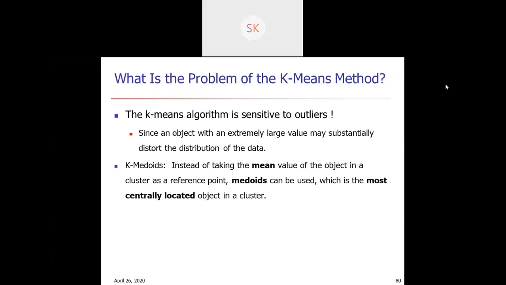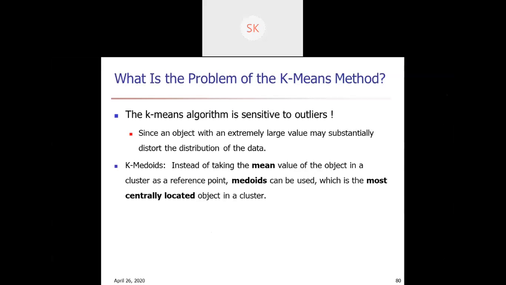What is the problem of the K-means method? As we have seen, it is outliers and noisy data. K-means is not able to handle noisy data and outliers very well.